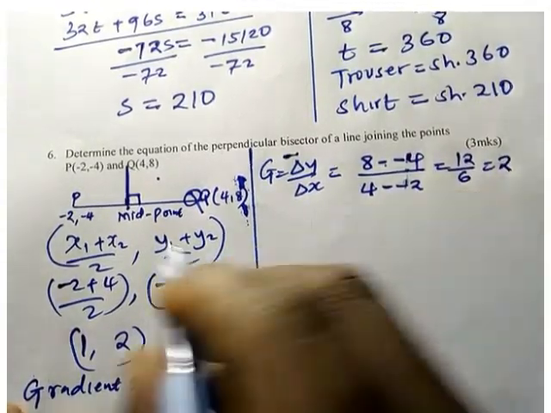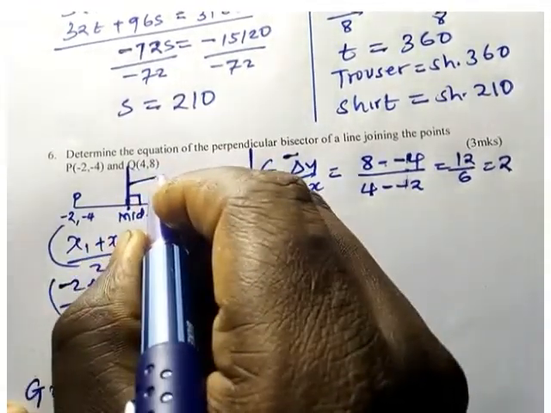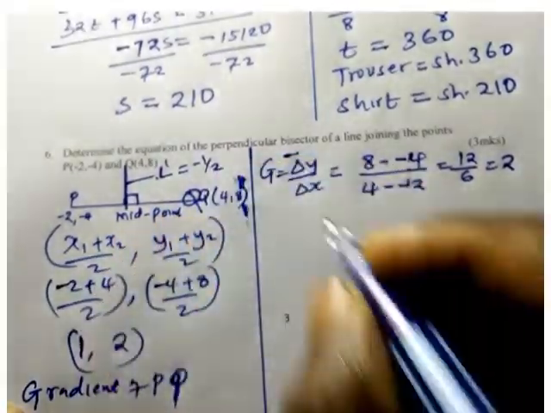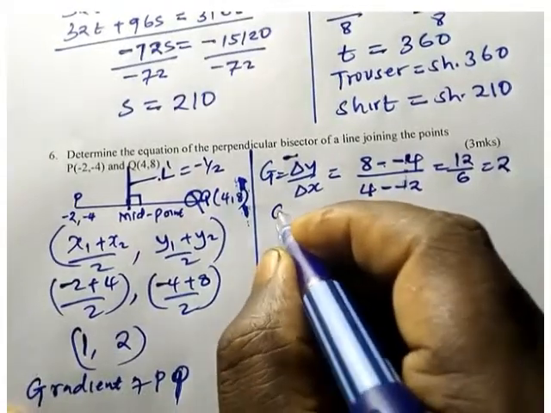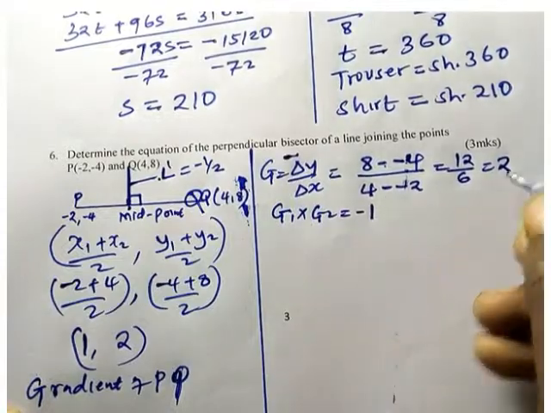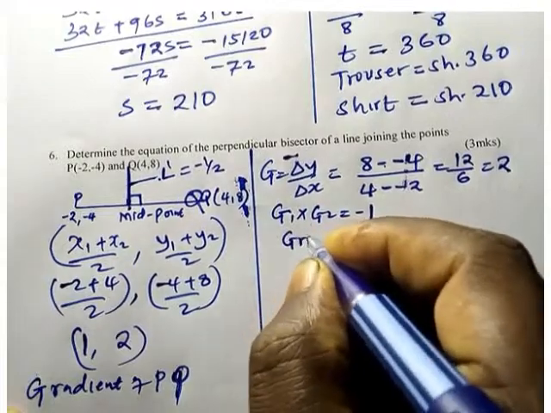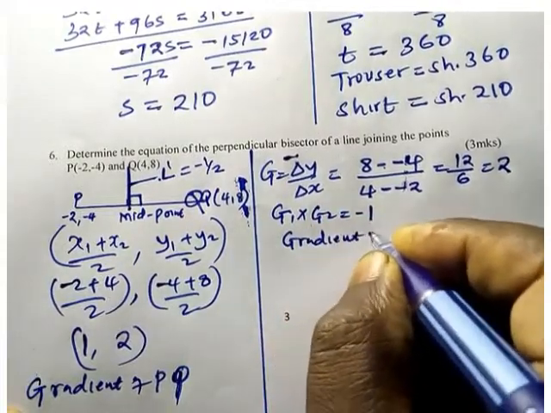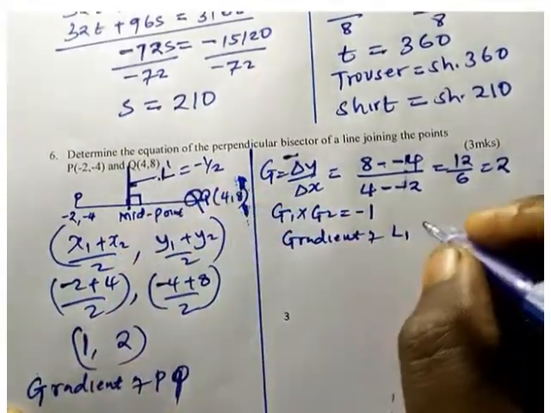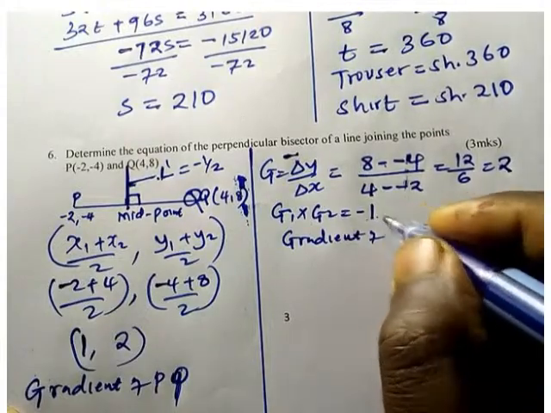So if the gradient of line PQ is 2, then the gradient of this line, which is perpendicular, let me call it line 1, is going to be negative 1 over 2. Because for perpendicular lines, gradient 1 times gradient 2, the answer should be negative 1. So if I have 2, the other gradient is negative a half. So the gradient of line 1 is equal to negative a half. Negative a half times 2, the answer is negative 1.